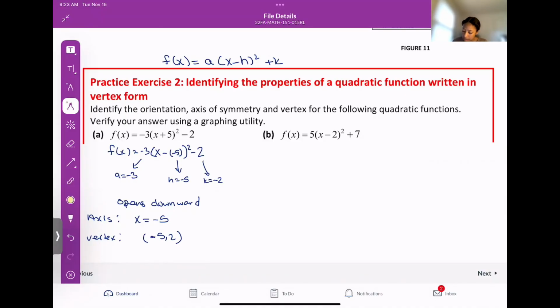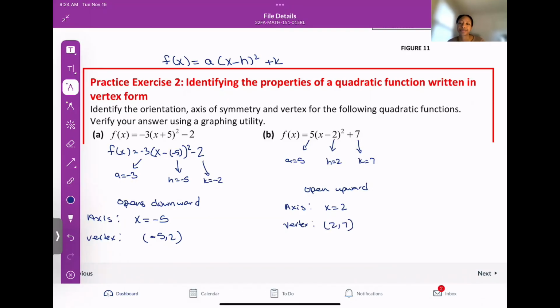For part B, f of x equals 5 times x minus 2 squared plus 7. So a in this case is 5. h in this case is 2. And k is 7. So this parabola opens upward. The axis of symmetry is at x equals 2, and the vertex would be at 2, 7. So it's just another way to look at a parabola's equation and be able to quickly identify your vertex.